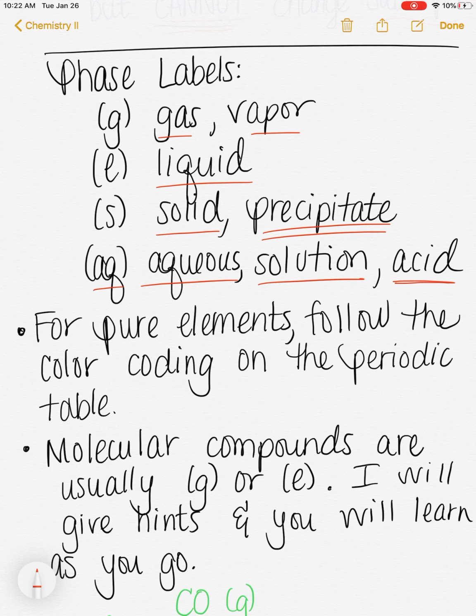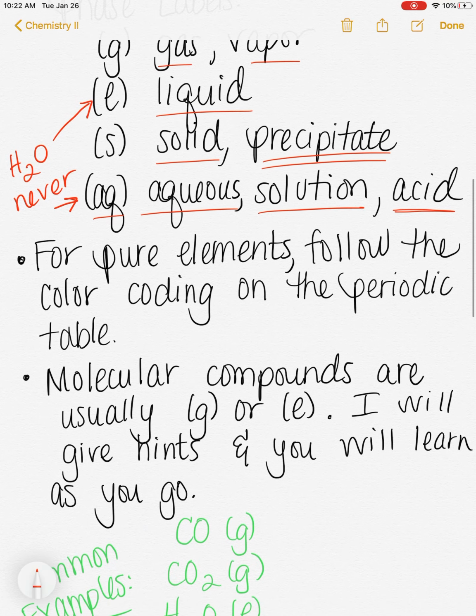Acids are always aqueous. The main thing is that water itself is never, ever, ever aqueous. Water itself will always be a pure liquid if it's called water. It might be called water vapor, which means that you would put a gas, or if it's called ice, that's solid water, so you would put a phase label of s.